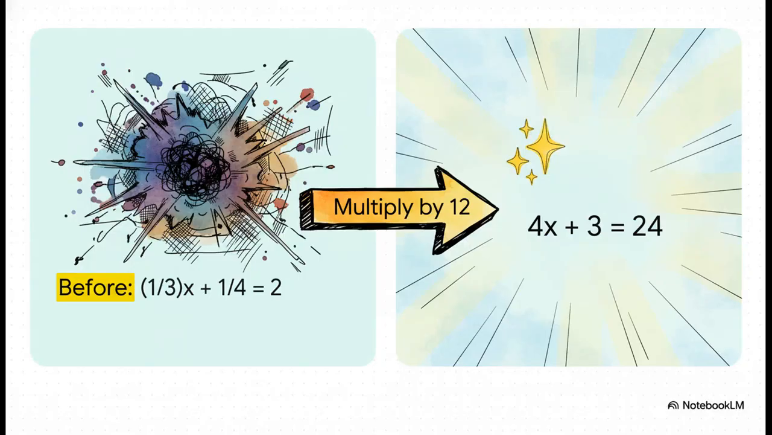And just look at this transformation. It's incredible. On the left, you've got your typical equation with fractions, but look what happens after we multiply everything by the LCD, which in this case is 12. It becomes 4x plus 3 equals 24. A simple, beautiful integer equation. That is the power of this technique. No more fractions, just straightforward algebra.